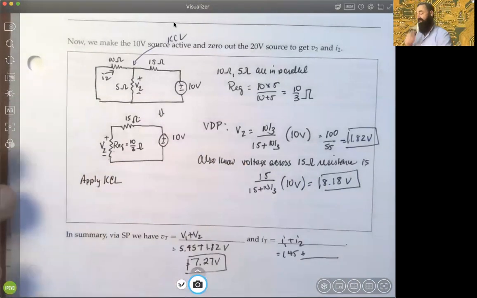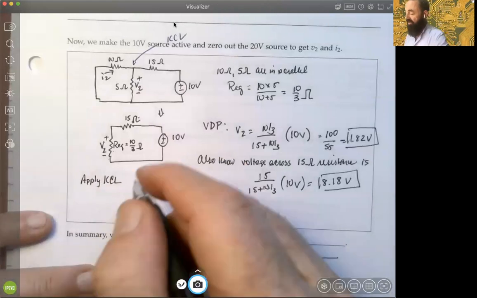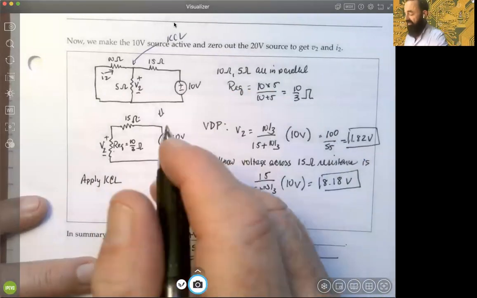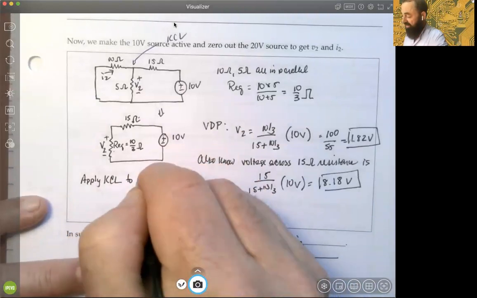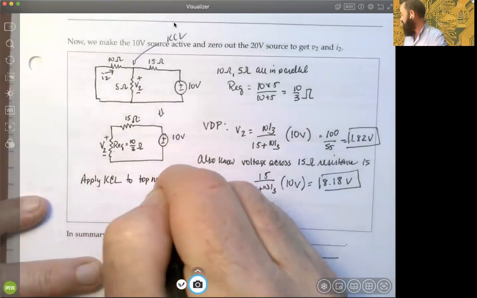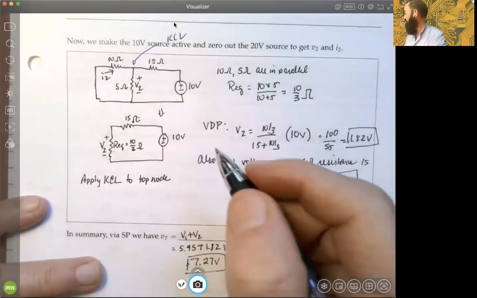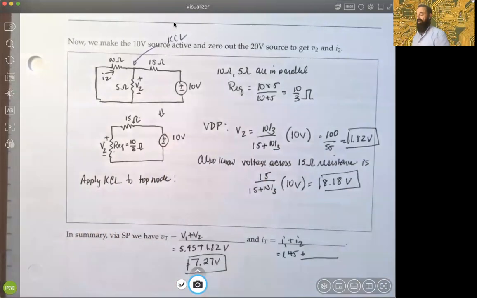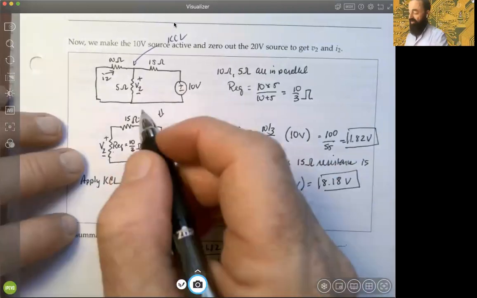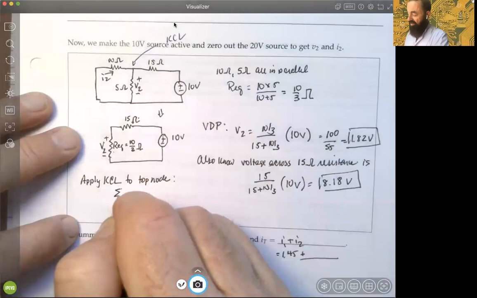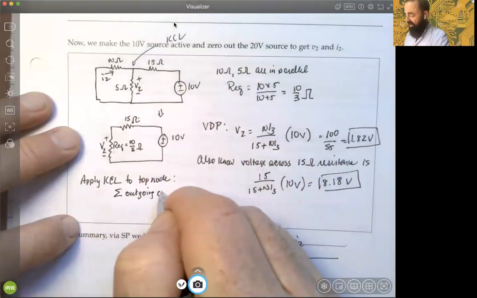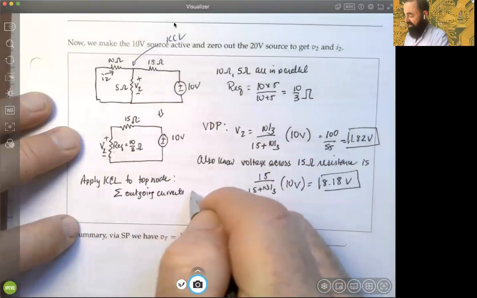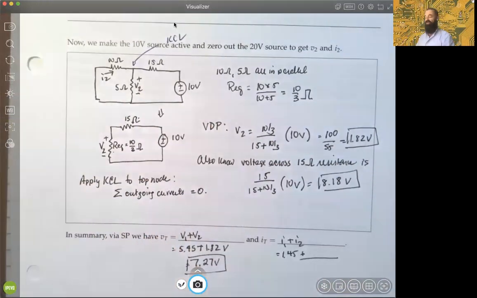Again, we're looking at the case where we zeroed out the 20 volt source, looking at only responses due to the 10 volt source. So we're applying KCL to the top node, right? Let's do that. Now I just want to represent currents. If we do the sum of outgoing currents equals 0, that's our approach, so we stay consistent.